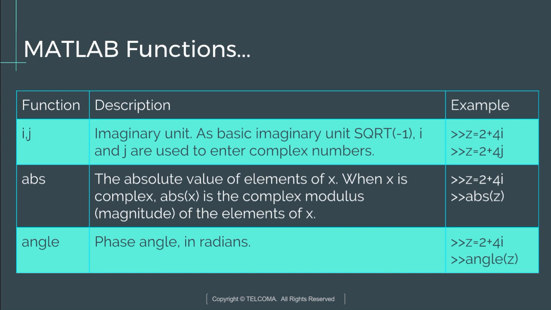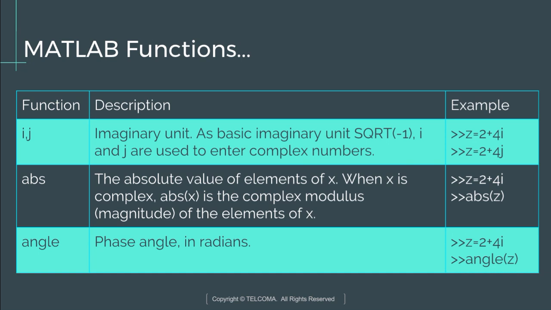Now there are various other MATLAB functions like i, j. These are the imaginary units. As basic imaginary unit, square root of -1, i and j are used to enter complex numbers. Here I have also written the examples for the same. You can go through these examples by yourself in command window.